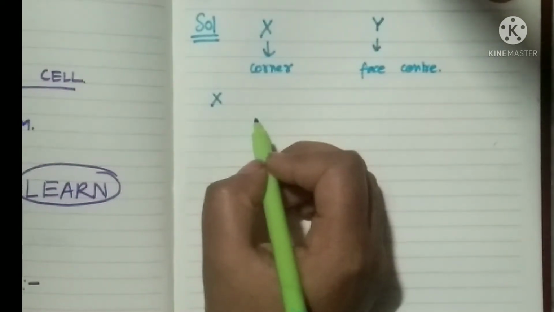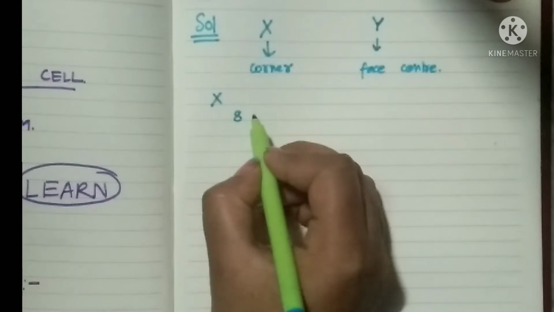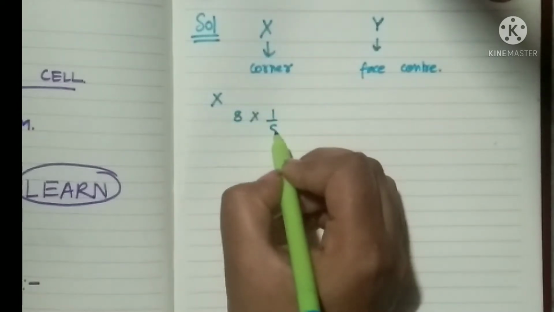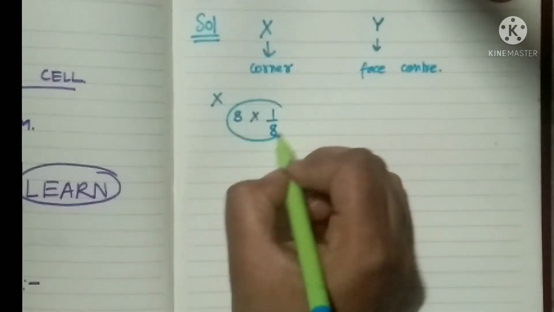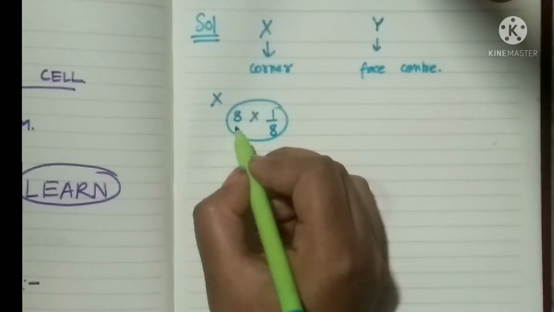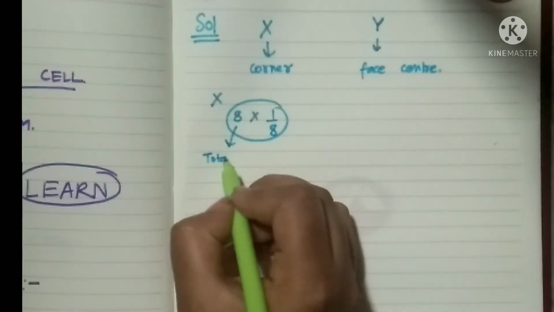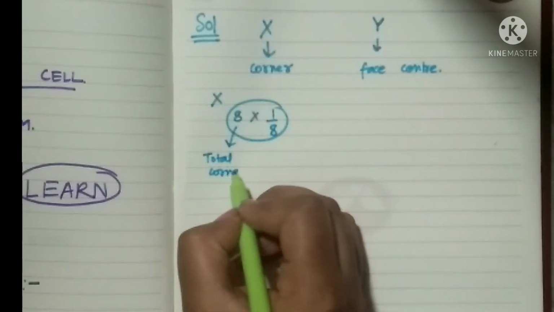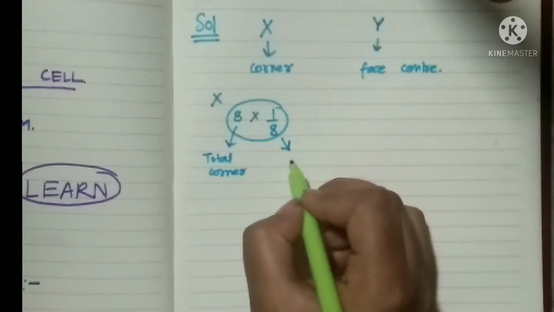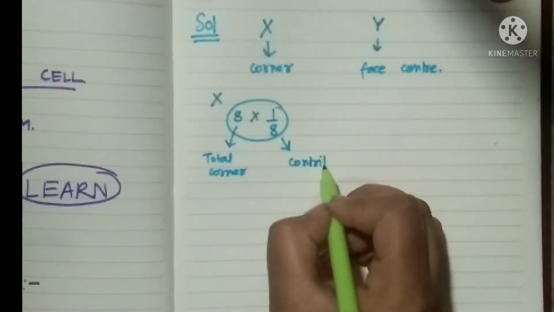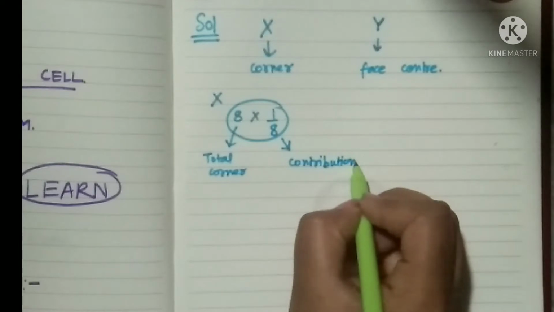So x is present in corners. So we'll write 8 into 1 by 8. So what is this? Here 8 represents the total number of corners. A cube has 8 corners, so you have to write 8. And 1 by 8 is the contribution of a corner, which I have told you previously.